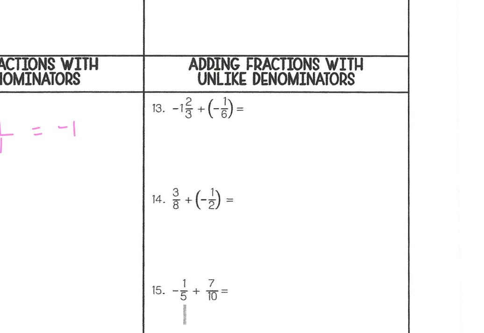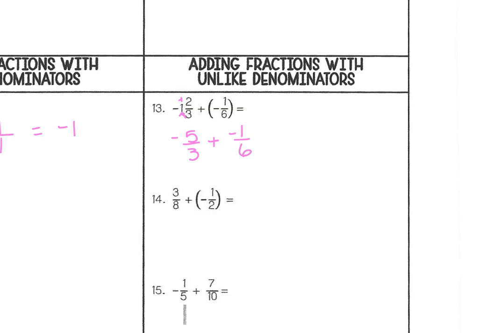Next, and this is probably a good refresher, you need to change these both to improper. Make sure that you can't have a mixed number here. So 3 times 1 is 3, and then plus 2, so that's 5. So this is negative 5/3. The negative just comes along for the ride, plus negative 1/6.